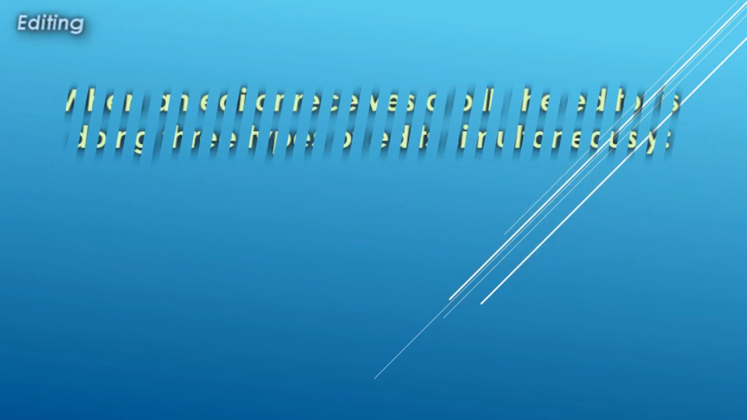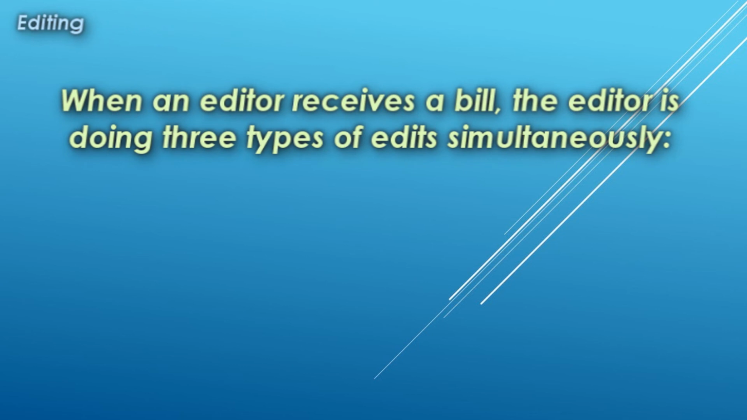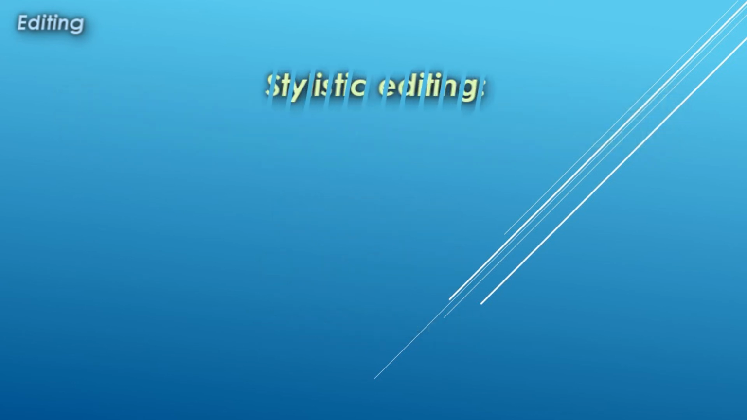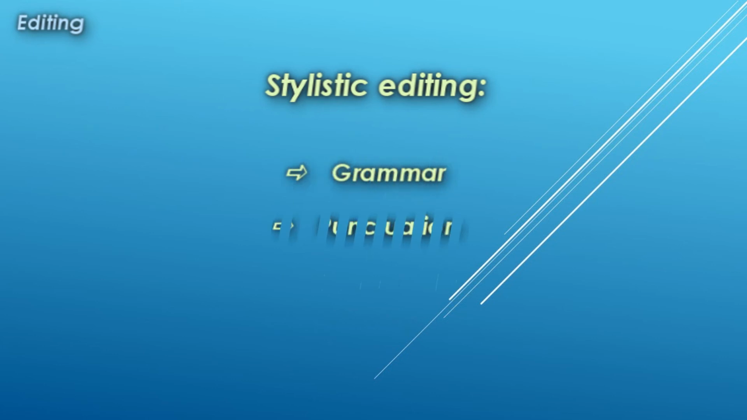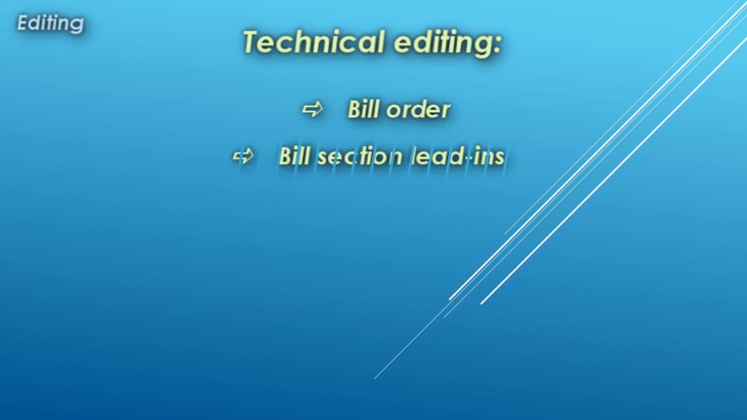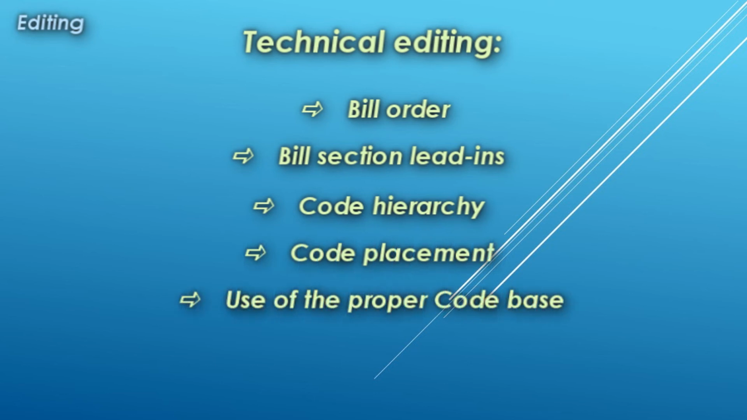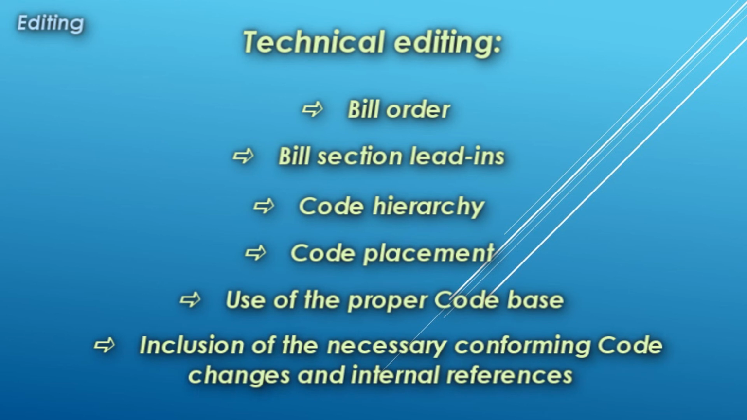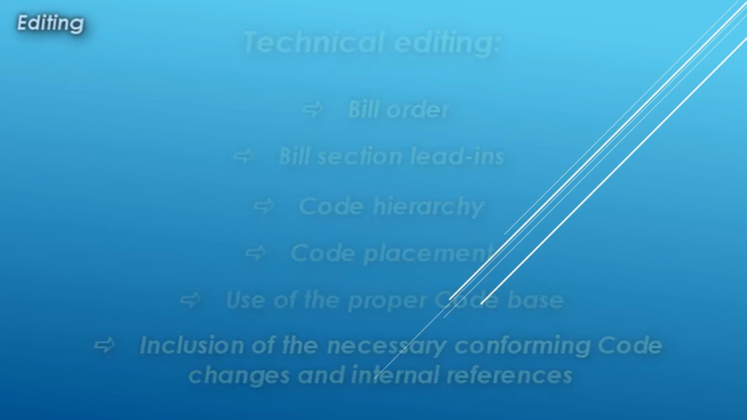When an editor receives a bill, the editor is doing three types of edits simultaneously. They are doing a stylistic edit, a technical edit, and a substantive edit. Stylistic editing includes grammar, punctuation, capitalization, and word usage. Technical editing includes bill order, bill section lead-ins, code hierarchy, code placement, use of the proper code base, and inclusion of necessary conforming code changes and internal references.